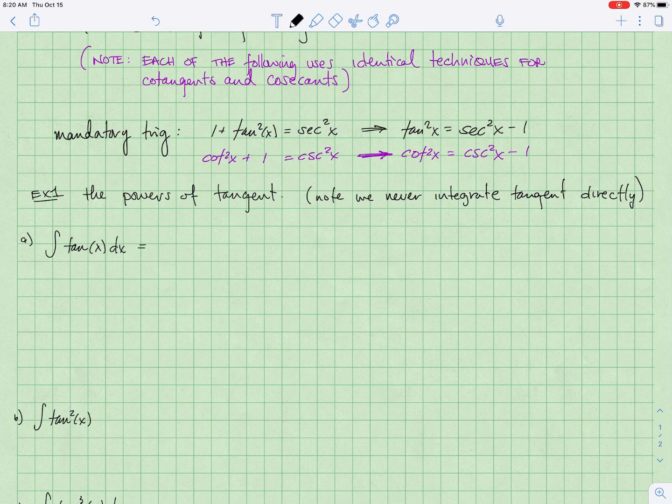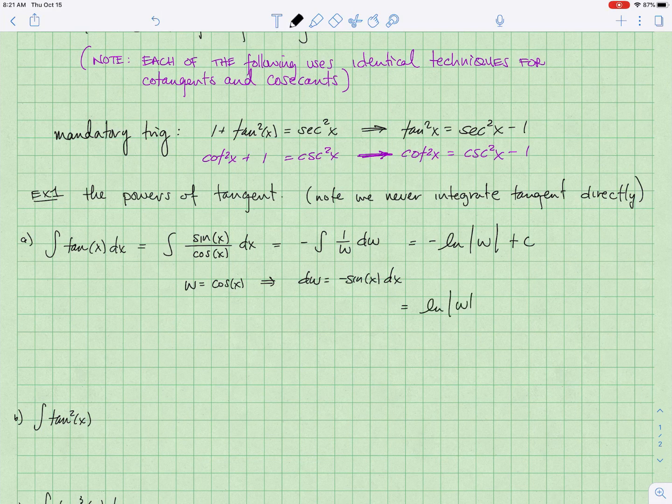Now you should know how to integrate the tangent function, tangent to the first power. This you rewrite as sine over cosine. You do a w substitution. w here is cosine x, so that this becomes negative the integral of 1 over w dw. If you're not following that, dw is equal to negative sine x dx, and if you do a proper substitution, you'll arrive at that conclusion. Then this becomes negative the natural log of the absolute value of w plus c, which is negative the natural log of the absolute value of cosine x plus c.